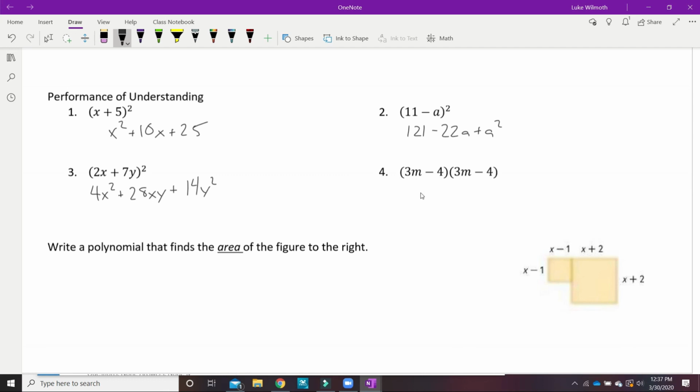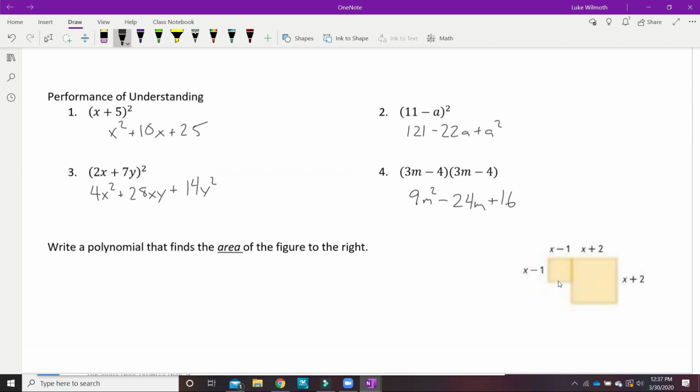3m times 3m is going to give me 9m squared. And then the double is going to be minus 3 times 4 is 12. So this will be minus 24m. And then square is going to be negative 4 times negative 4 is 16.